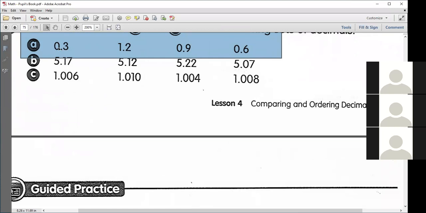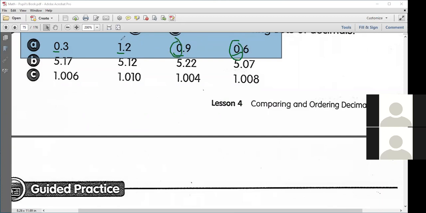Let's look at all of these numbers here. In letter A, we have 0.3, 1.2, 0.9, and 0.6. Which is the smallest? 1.2. That's the smallest number? Yeah. Really? Not any of these numbers that start with zero? Not sure. All right. Well, let's take a look at the numbers on the left.